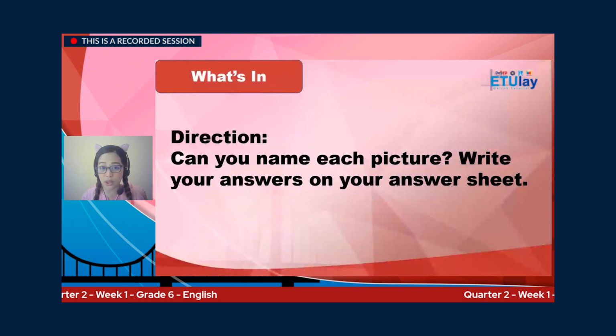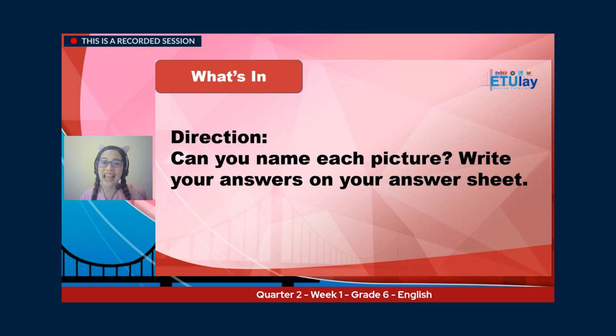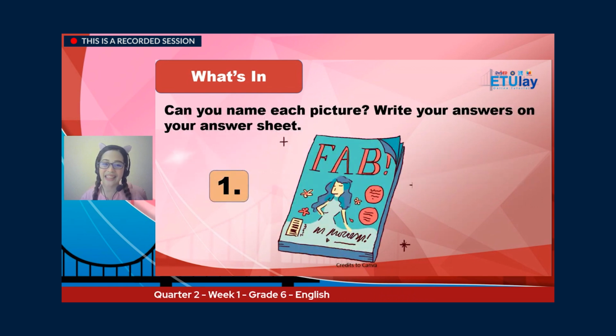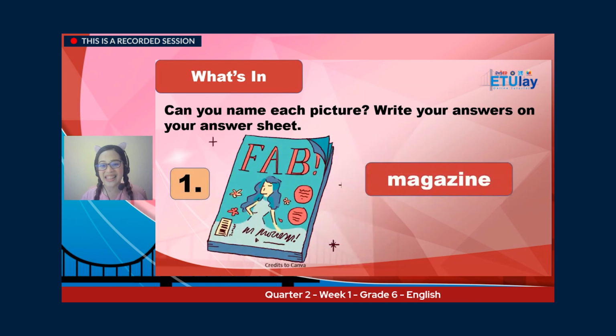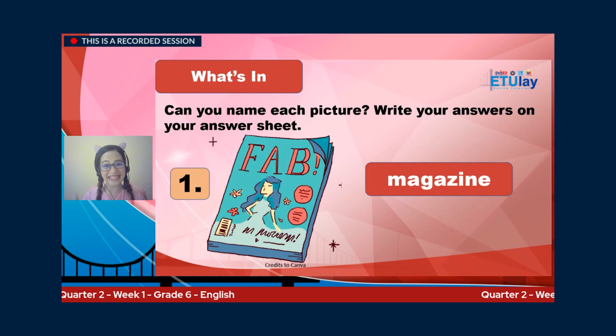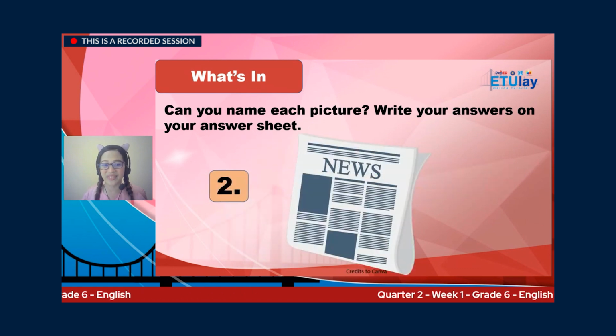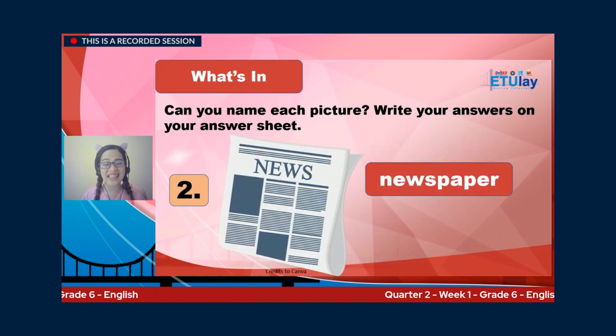Can you name each picture? Write your answers on your answer sheet. Number 1. What is this? Our answer is magazine. Number 1, it's a magazine. Number 2. How about this picture? What do you think is this? The correct answer is a newspaper. Number 2 is a newspaper.